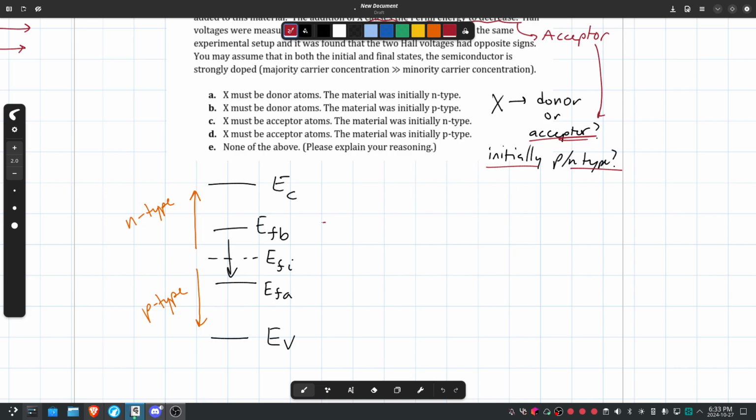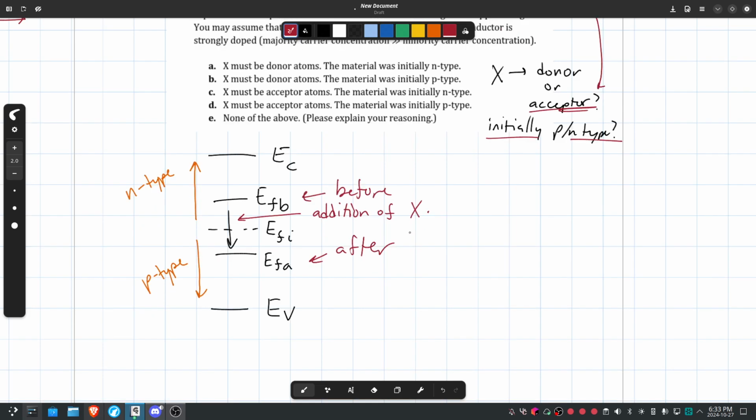So this is before. This is after. And this is the addition of X. So X must be acceptor atoms, and the material was initially N-type. Anyone confused or have any questions about that?